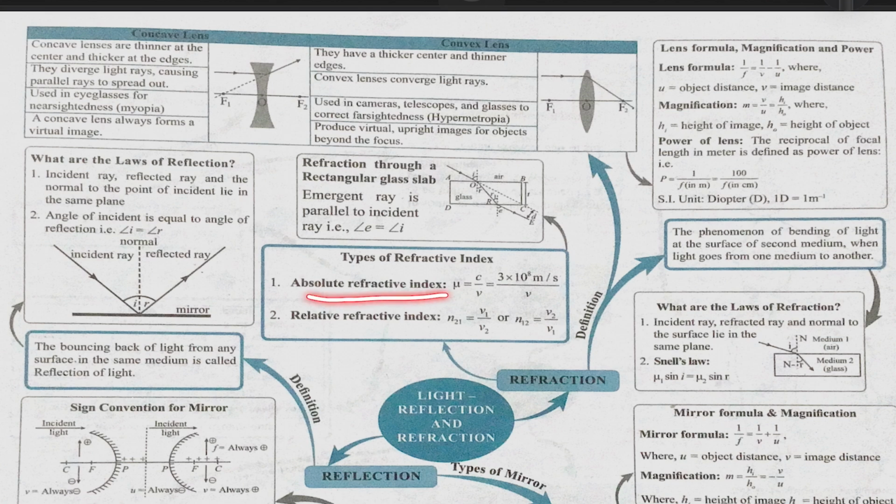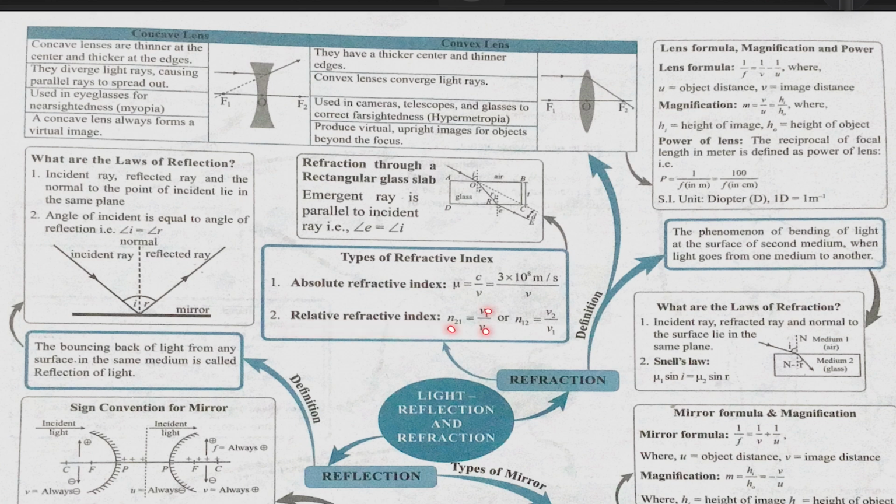Then, types of refractive index. We have two types, that is absolute refractive index and relative refractive index. Absolute refractive index will be calculated with respect to the velocity of light in air or vacuum, that is equal to C by V, where C is the velocity of light in air or vacuum. It is a definite value. You have to remember, that is 3 into 10 to the power of 8 meter per second. V will be the velocity of light in whichever medium it will be asked.